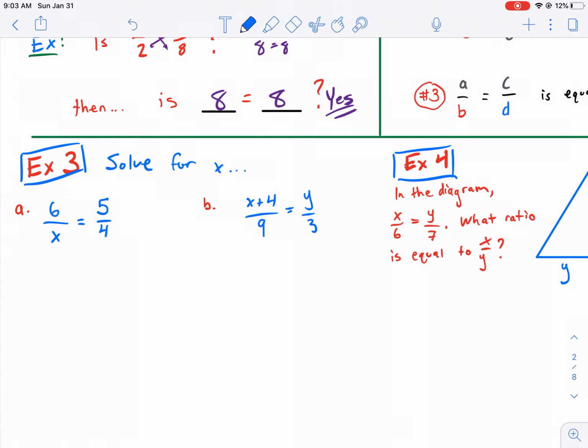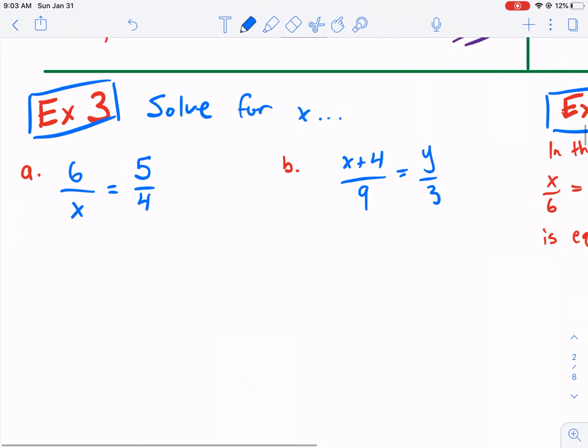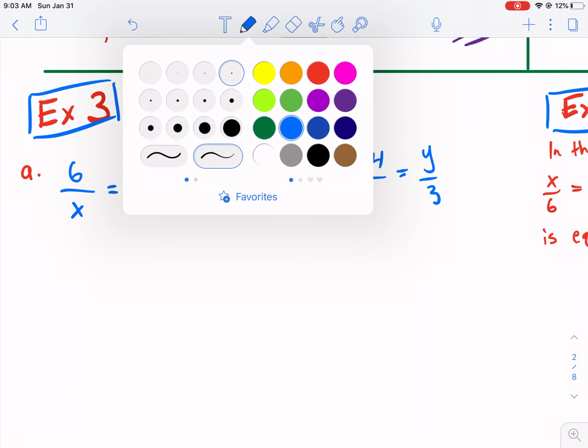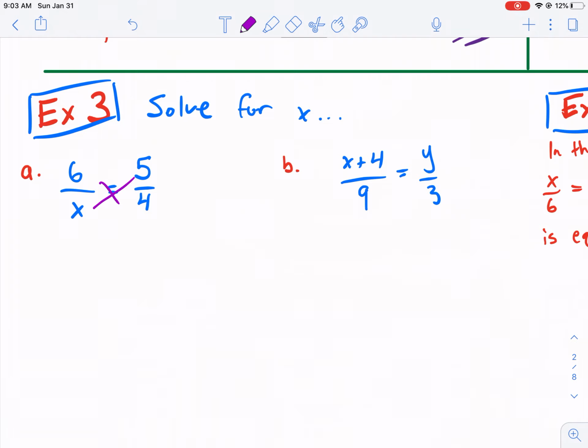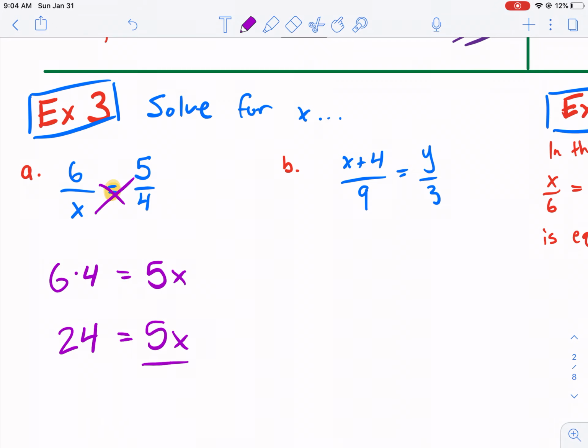It says solve for x for these. Okay, solve for x. All right, so let's go ahead and do that. The first one, fairly simple. What we're going to do is we're simply going to cross multiply. Here we have 6 over x and 5 over 4. Anytime you see this equal sign, this is a good indication that you can just cross multiply. It'll make it easier. So we have 6 times 4 on the left equals 5 times x on the right. So we have 24 equals 5x.